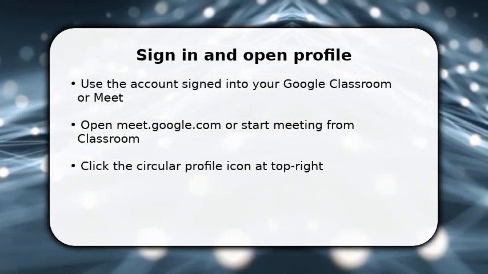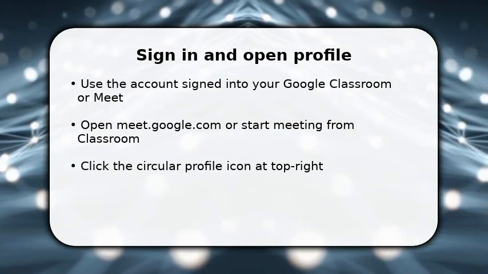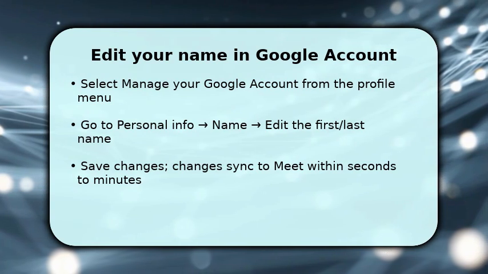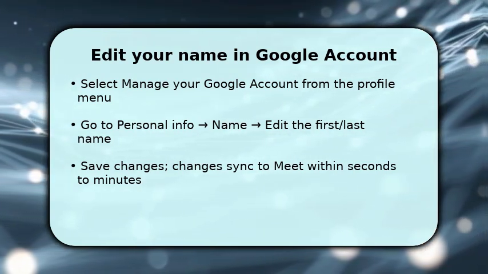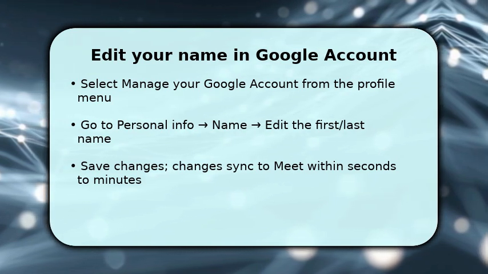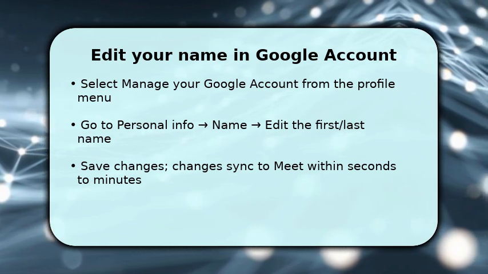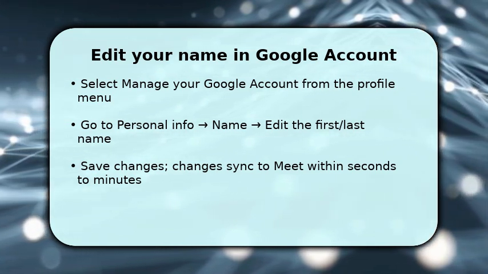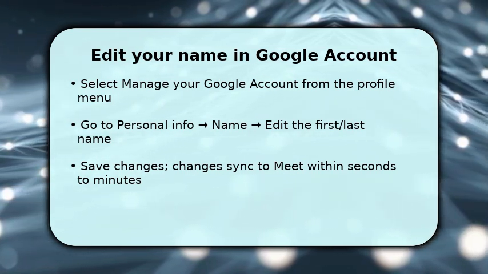Once you've opened the profile menu, proceed to the Account Manage option to edit personal info. You now choose Manage your Google account, then navigate to Personal Info. From there, tap Name and edit your first and/or last name. This is the field Meet pulls from during sessions. Make sure to type exactly how you want instructors and classmates to see you. Once you save, Google propagates the change, usually within seconds but sometimes a few minutes.